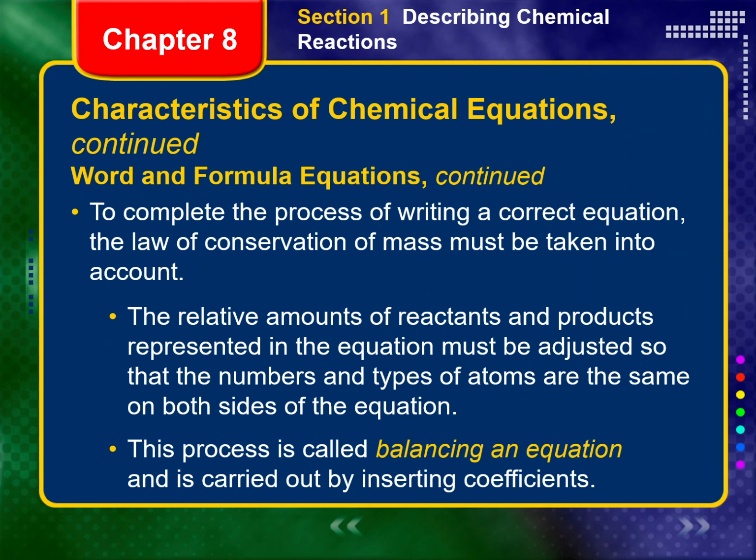To complete the process of writing a correct equation, the law of conservation of mass must be taken into account. The relative amounts of reactants and products represented in the equation must be adjusted so that the numbers and types of atoms are the same on both sides of the equation. This process is called balancing an equation and is carried out by inserting coefficients. Once it is balanced, a formula equation is a correctly written chemical equation.